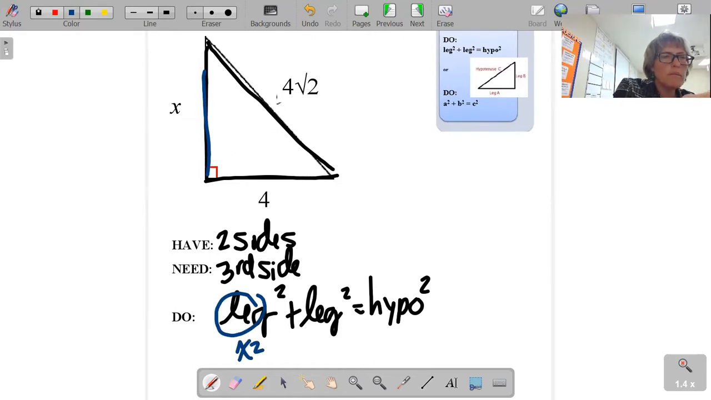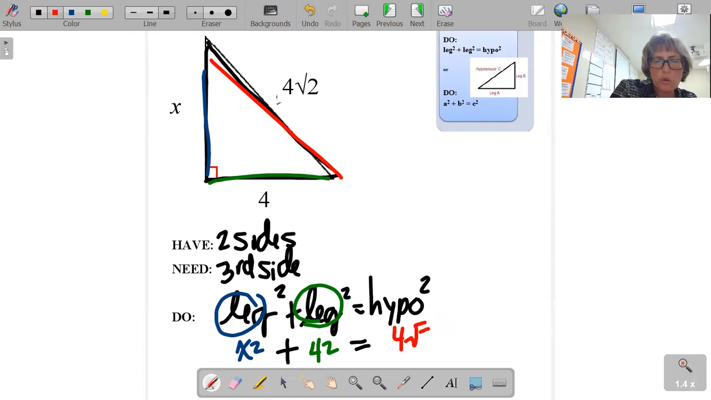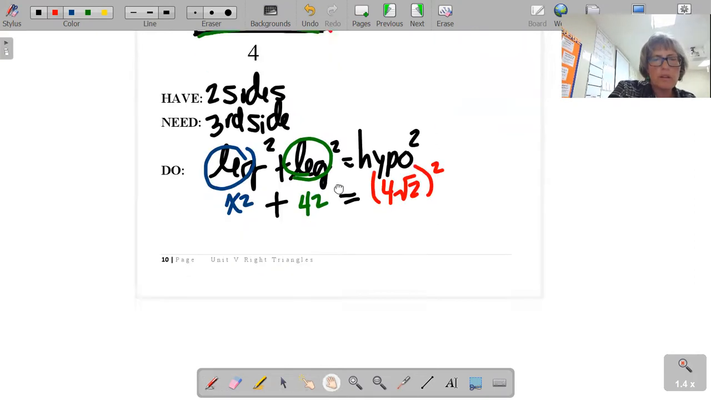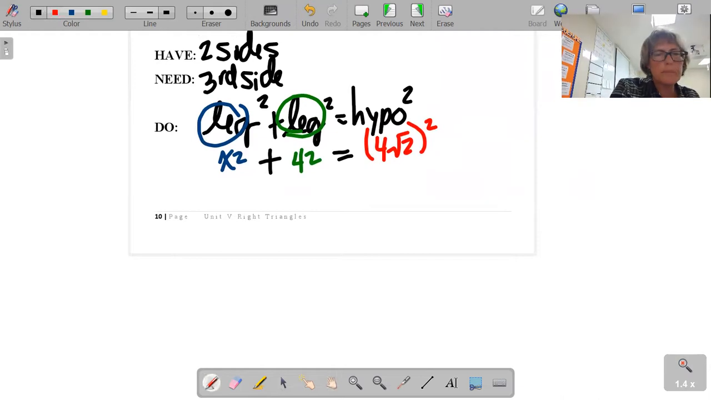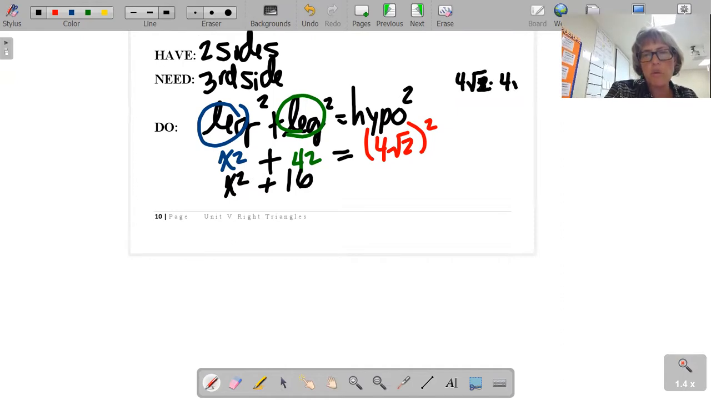One leg is x squared. The other leg is 4 squared. And our hypo is 4 root 2 parentheses squared. Let's work this out. It's x squared, 16. In the margin, 4 root 2 times 4 root 2. 4 times 4 is 16. Root 2 times root 2 is 2. So 16 times 2, that's 32.